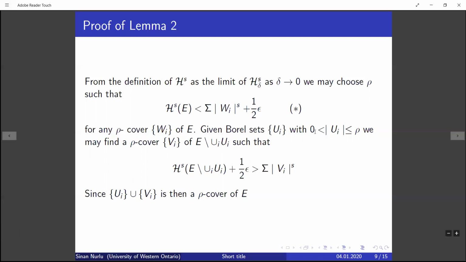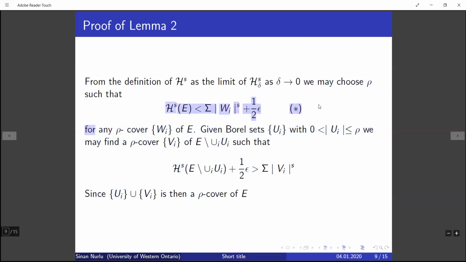And given the Borel sets, as described in the lemma, we can find the rho cover V_i that satisfies this inequality, just like this, with the same arguments, because E is Hausdorff measurable with finite measure, and the U_i are Hausdorff measurable, so their difference is Hausdorff measurable, and we can find such a cover. Sorry, not open, but rho cover V_i, for self-evident reasons from topology. All right, now the V_i are a rho cover of this set, E minus the union of the U_i, and the U_i are a natural rho cover for the U_i themselves. So when we combine all these sets, the collection of U_i and V_i is a cover for E, naturally.